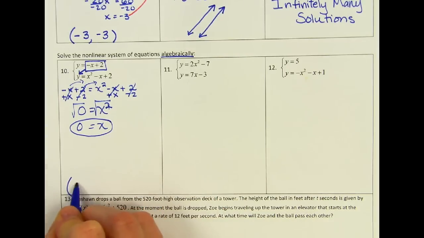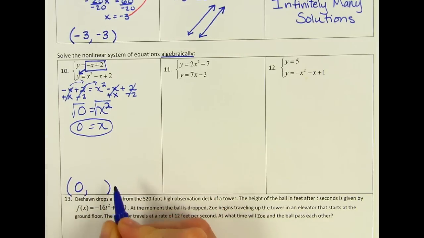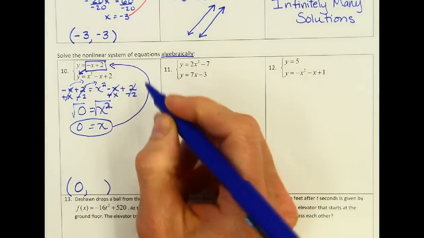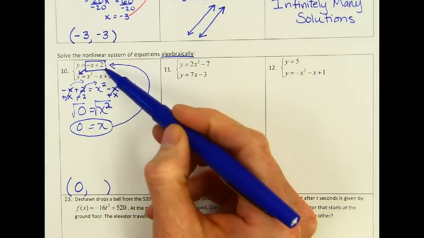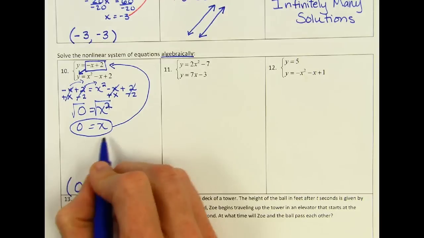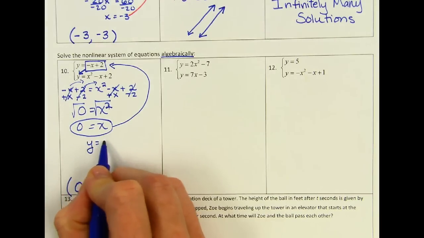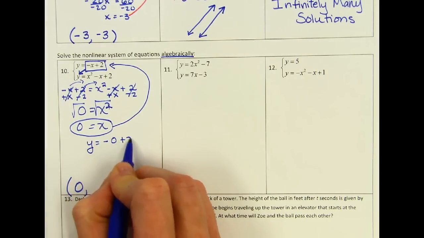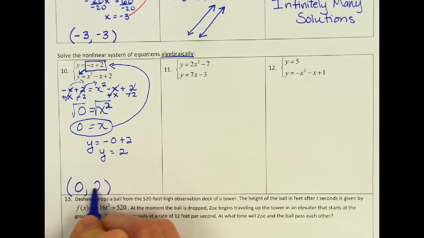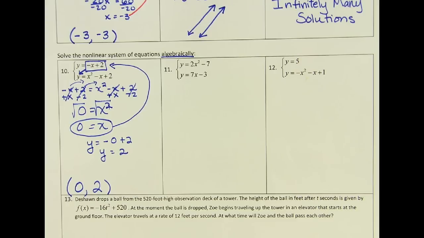Well, you all know that I must find the y coordinate. So it is just a simple substitution back into one of the equations. I always substitute back into the linear one because it's easier to work. y equals negative 0 plus 2. y equals 2. So this one here will have one solution.